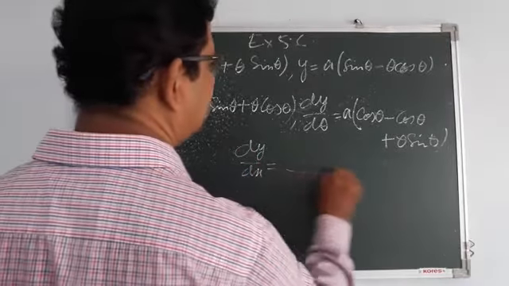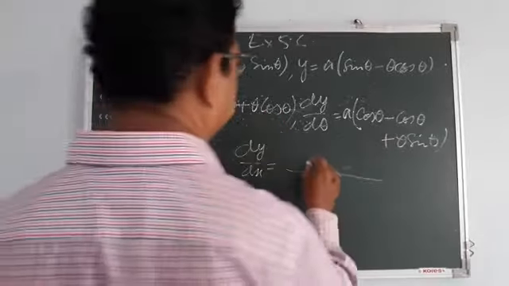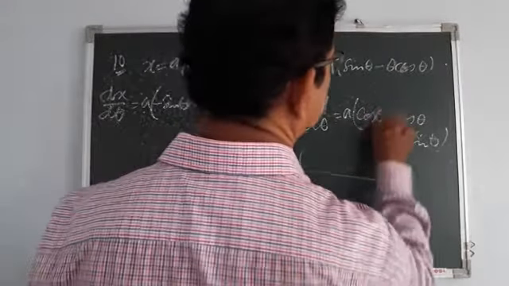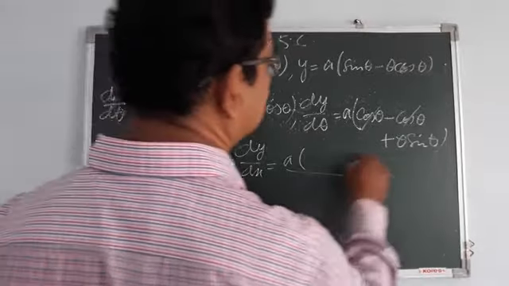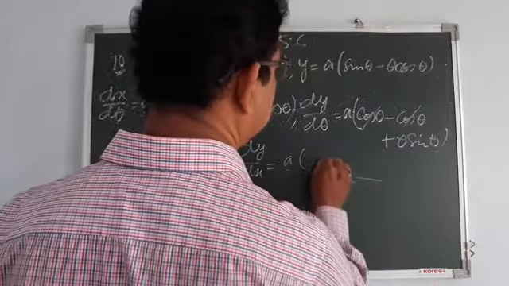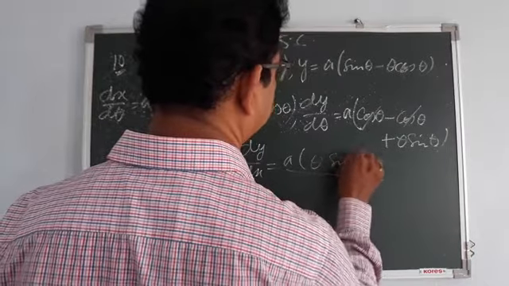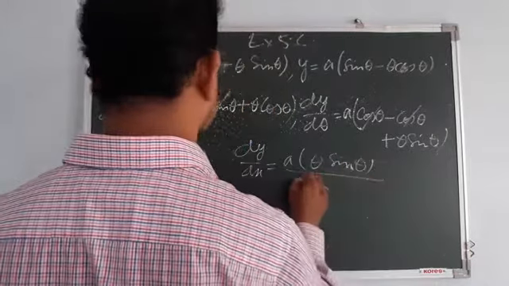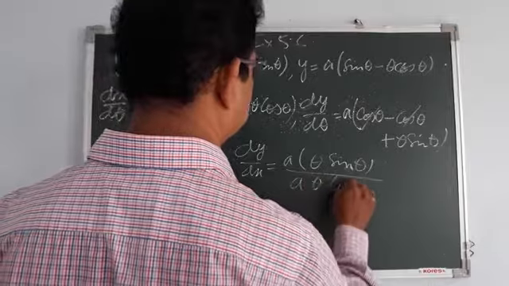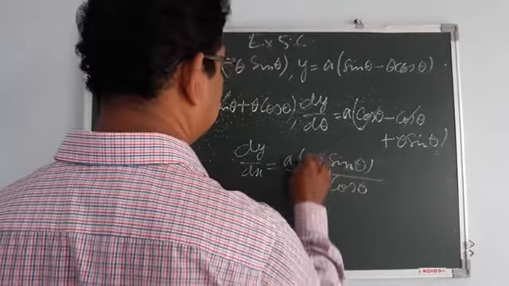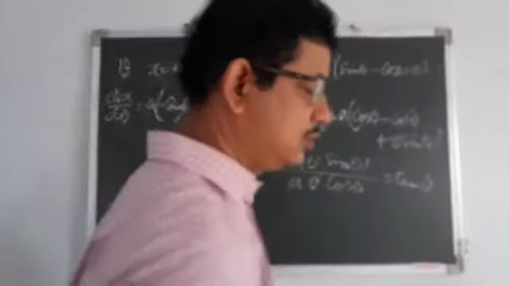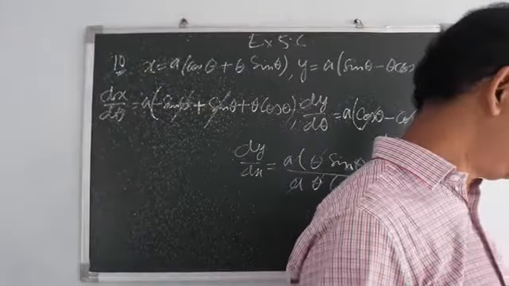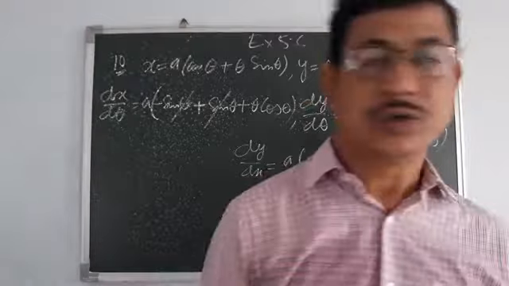So what is dy by dx? dy by dx is this term by that term. I will write, cos theta cancels here. Here sin theta cancels. So it is a theta sin theta, and it is what? a theta cos theta. We can cancel all these things. We are left with the answer tan theta. So this is our answer of question number 10. Now we will move to question number 11.